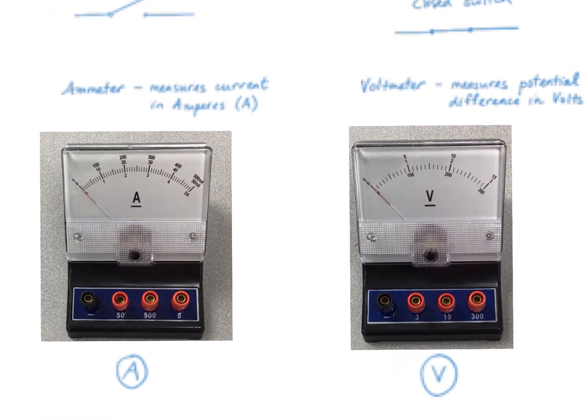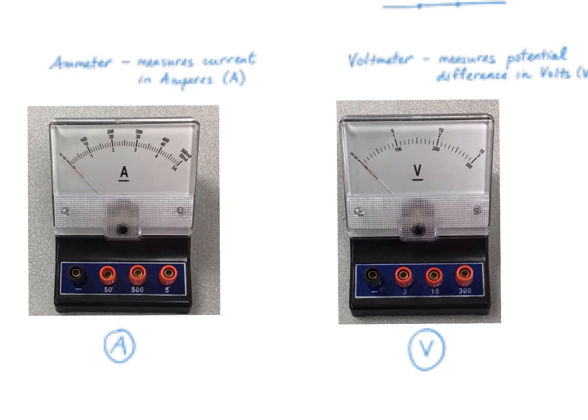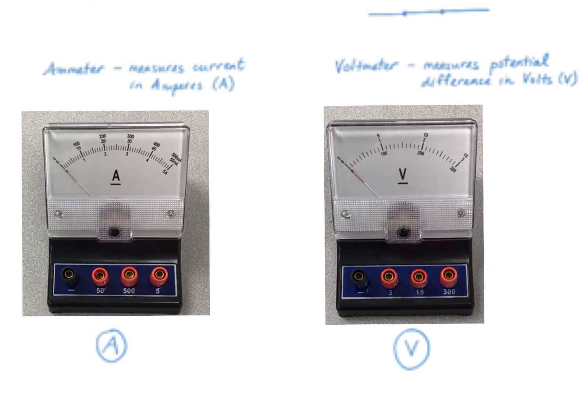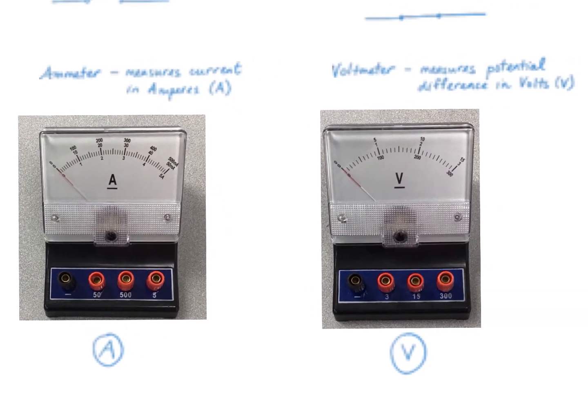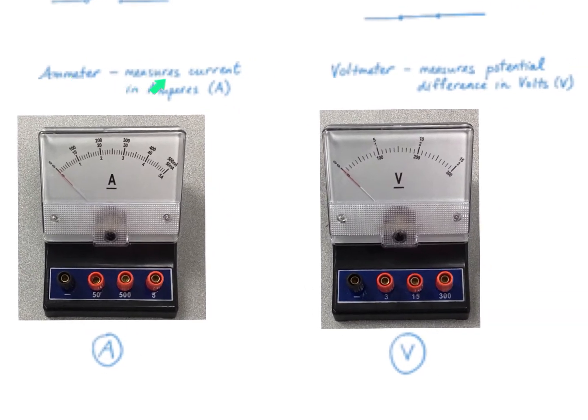All right, now we have 2 measuring tools here. One is an ammeter. It's going to measure the current for us in amperes, and the symbol for the amperes is A. So these are the units.